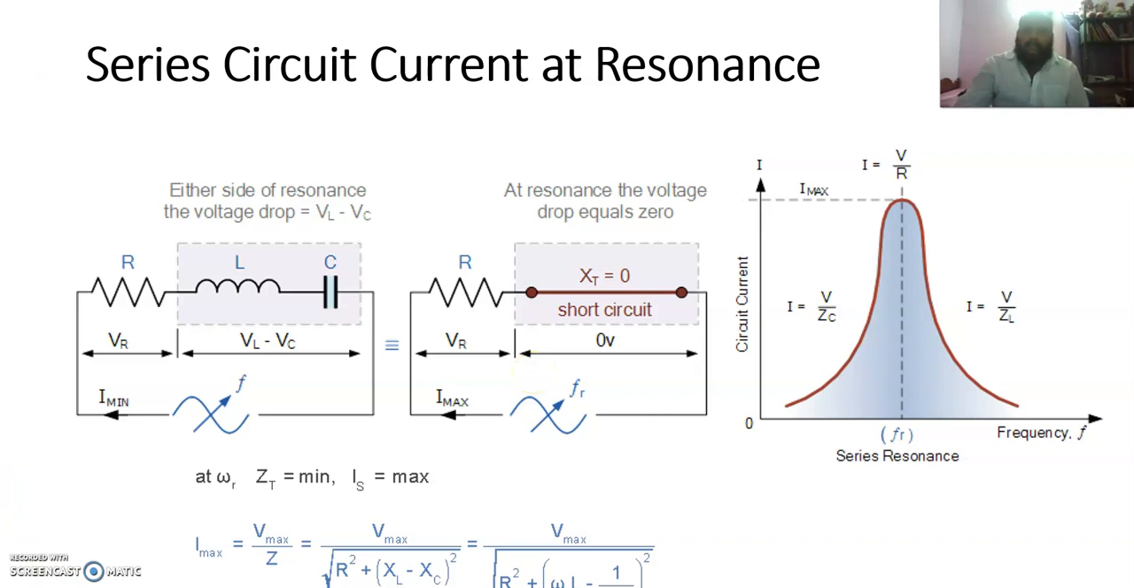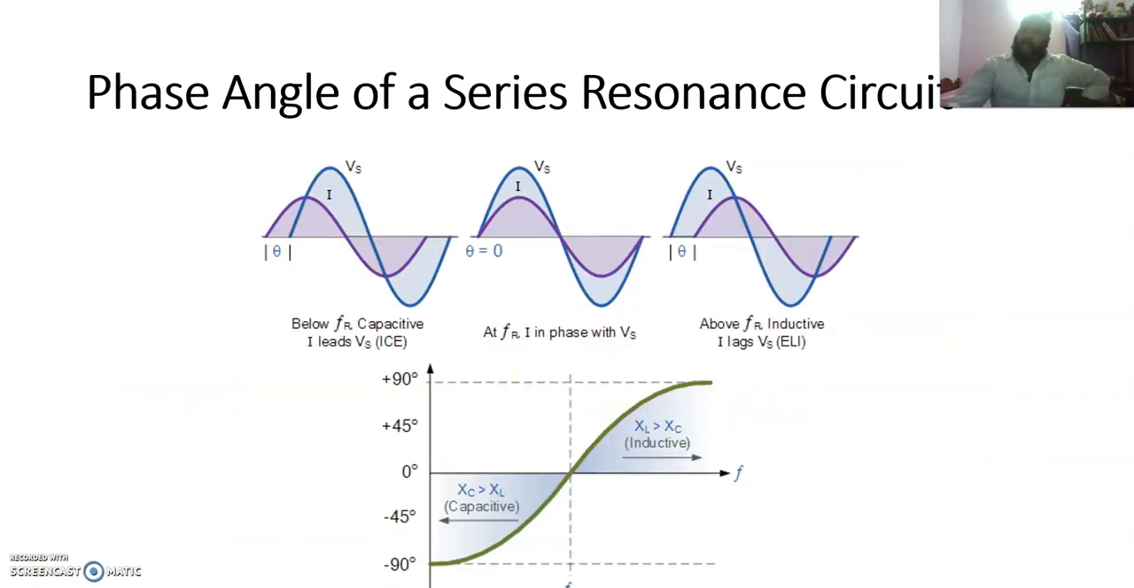Next we can see the phase angle of the resonant circuit. If the capacitive reactance is more, then the current will lead the voltage. When the inductive reactance is very high, then the current will lag the voltage.